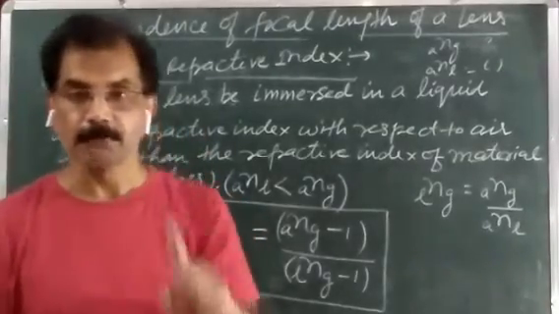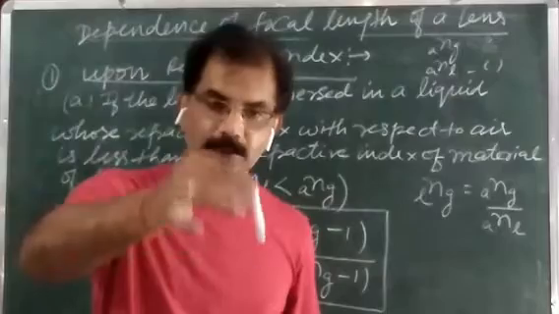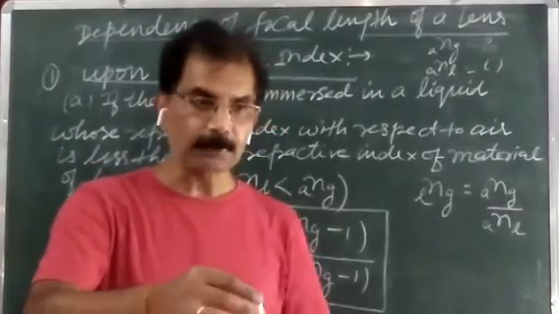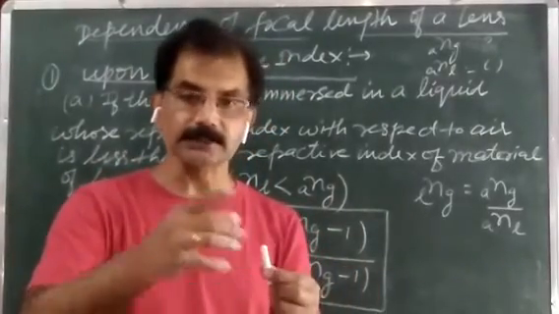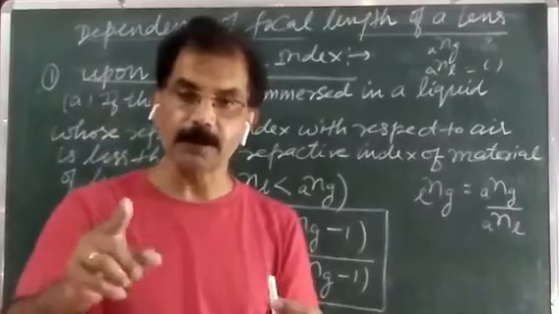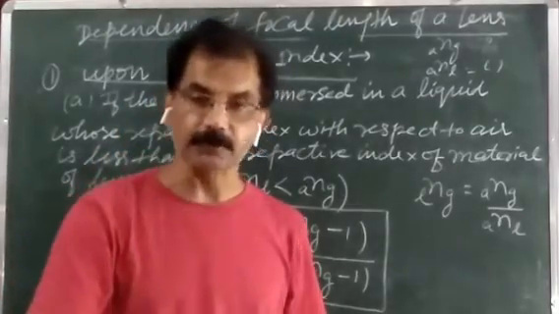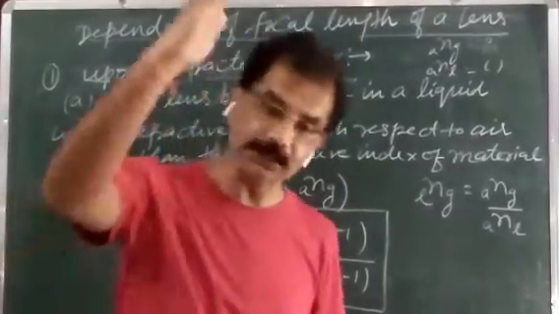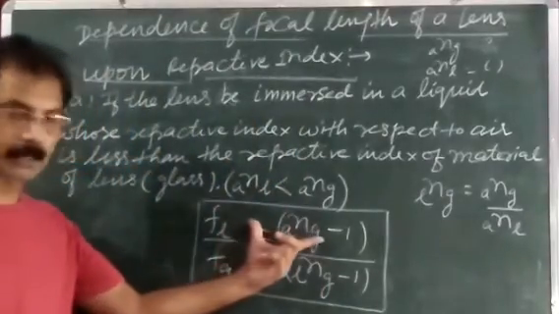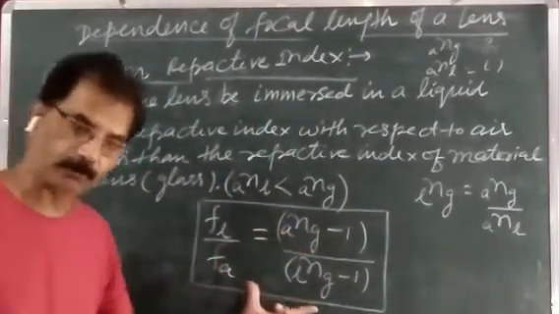तो पहला केस क्या मिला कि अगर लेंस को किसी ऐसे लिक्विड में डुबा दें जहां पर उस लिक्विड का रिफ्रैक्टिव इंडेक्स अगर लेंस के मटेरियल के रिफ्रैक्टिव इंडेक्स से कम है, तो inside that liquid the focal length of the lens will increase, and that focal length we will calculate by using this formula.